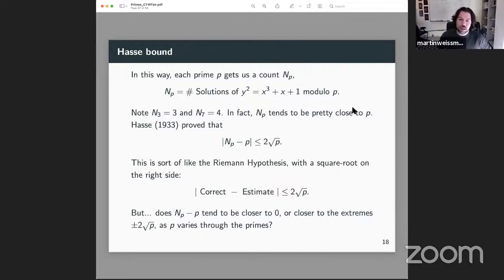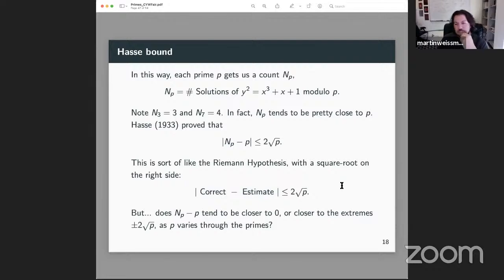And here's something that the German mathematician Hasse, I think Hasse was German, proved in 1933: if you count these pink dots, then NP is the number of pink dots. NP ends up being very close to P, and the error is bounded by twice the square root of P. This is what Hasse proved. So if you want to count the pink dots, it's approximately P. P was 3 in the first case and P was 7 in the second case. And the error is bounded by twice the square root of P. So the correct minus the estimate is less than or equal to 2 root P.